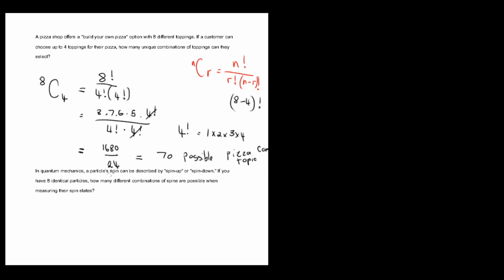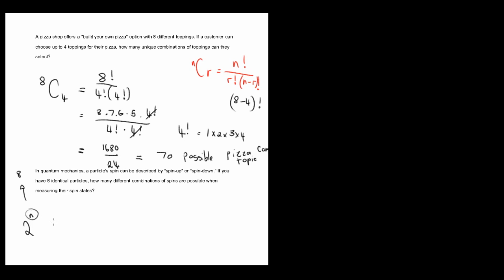Ooh, quantum mechanics. In quantum mechanics, a particle's spin can be described by spin up or spin down. If you have 8 identical particles, how many different combinations of spins are possible when measuring their spins? Now, this is a very difficult question. I mean, maybe not that difficult, but when we have identical particle questions in quantum mechanics, there's a formula you can use, right? It would be 2 raised to the n, where n is the particles.